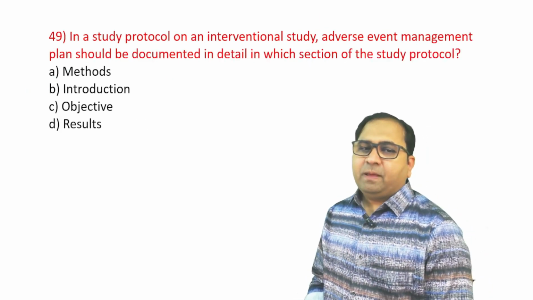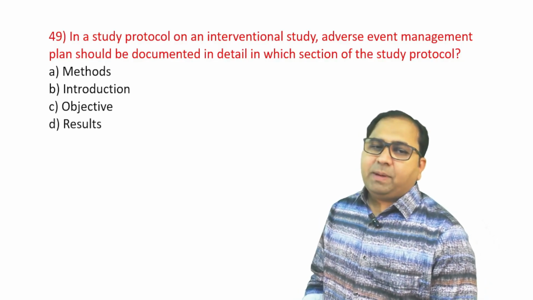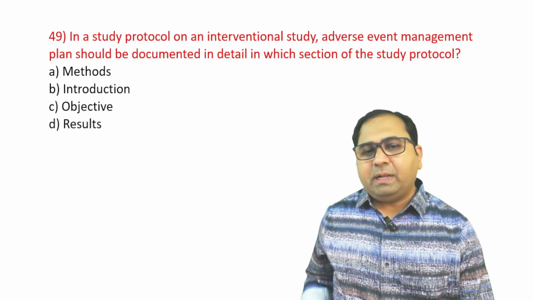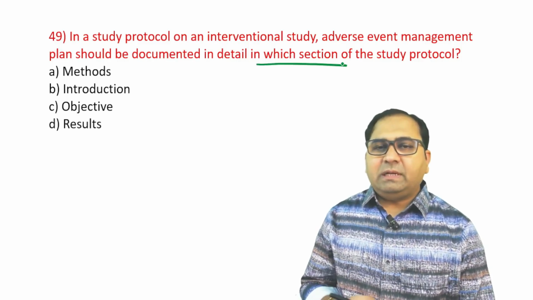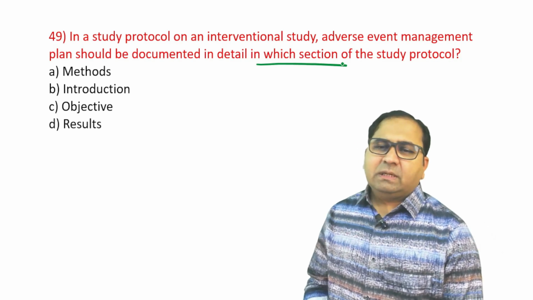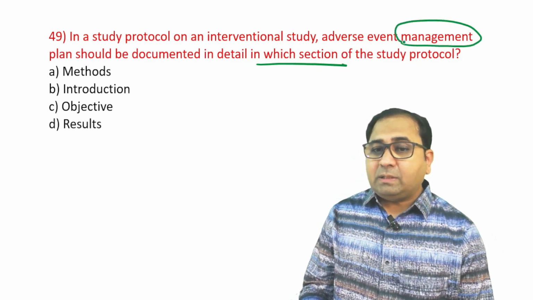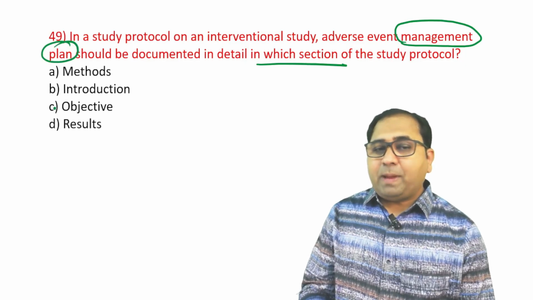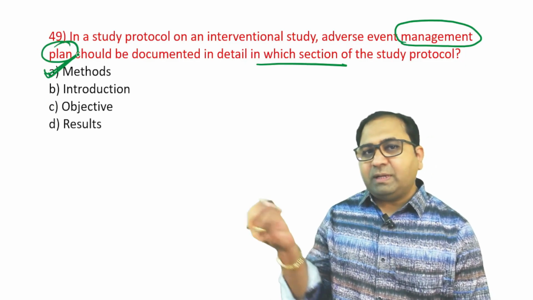Next question. In a study protocol on an interventional study, the adverse event management plan should be documented in detail in which section of the study protocol? Is it A, methods, B, introduction, C, objective, or D, results? The adverse event management plan is a plan. So planning should be done in the methodology only. So answer is A. It is very simple.